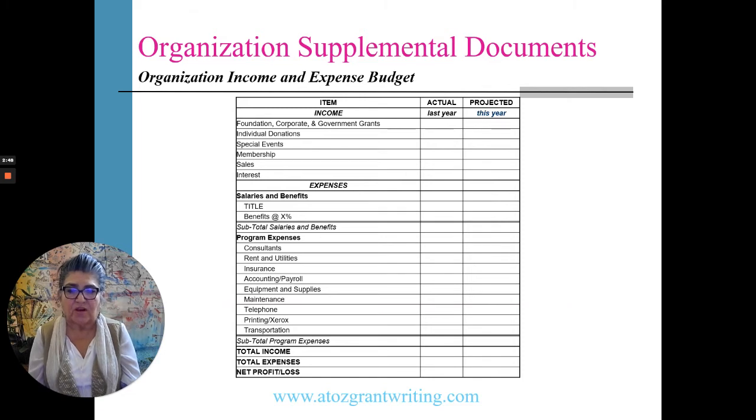Finally, you have a subtotal of program expenses. You have a total income at the bottom, a total expenses at the bottom, and finally, net profit and loss for the organization. This is a type of income and expense budget layout that is very serviceable and will work in many different situations in your nonprofit organization when reporting to funding sources.